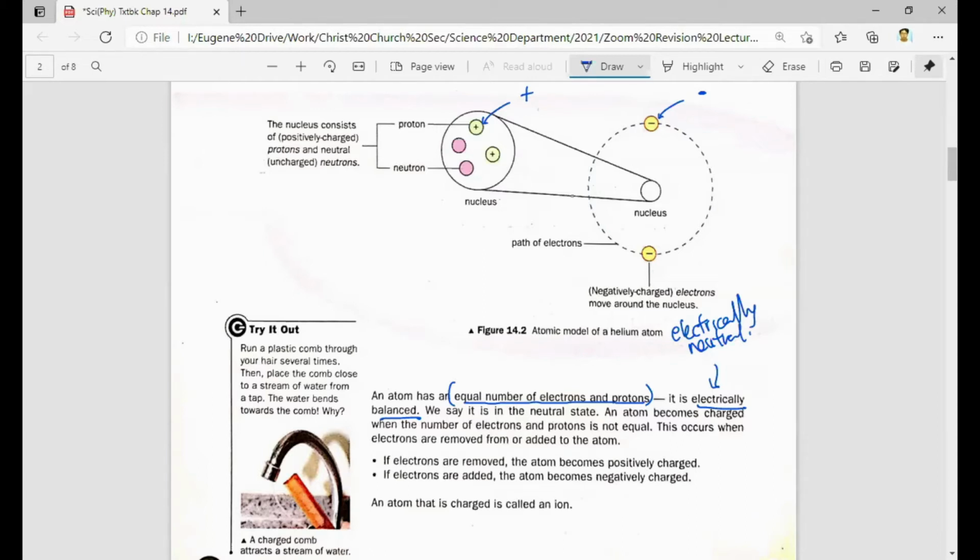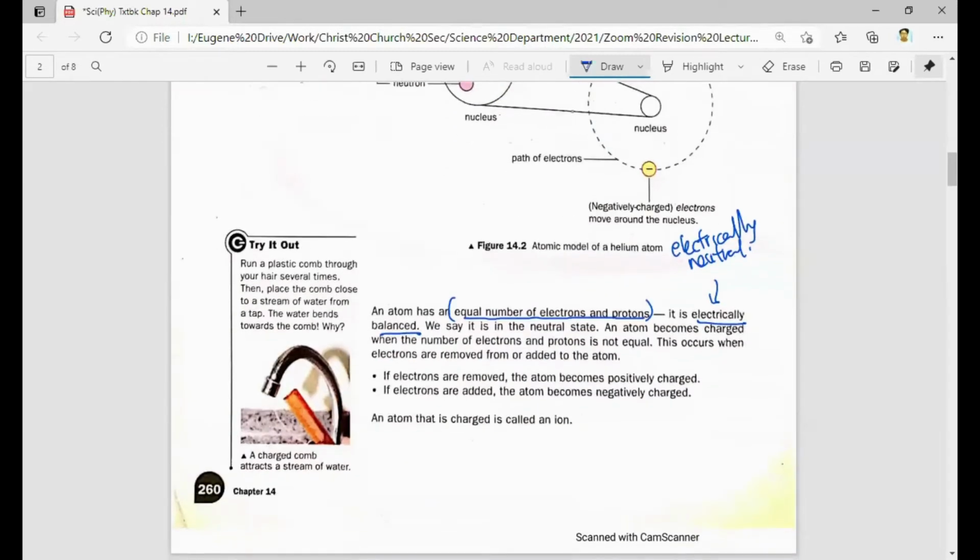However, we can actually make an atom become charged. So how do we make it become charged? We make the numbers of electrons and protons not equal. To do that, there are two ways. One, we remove electrons. Second, we add electrons.